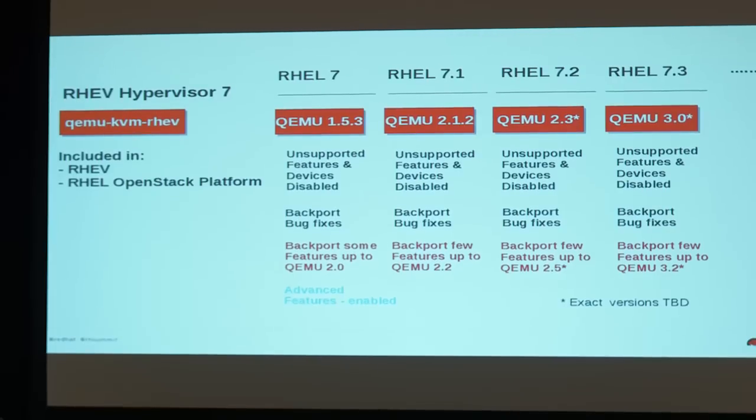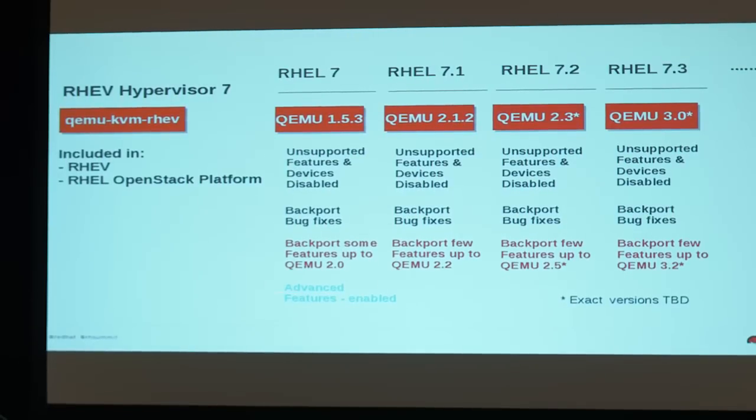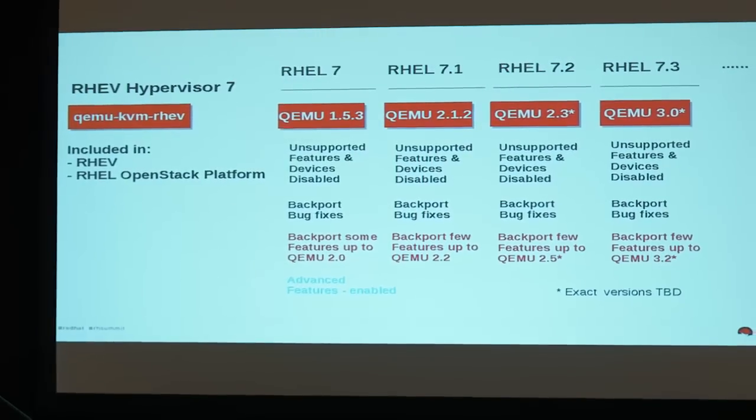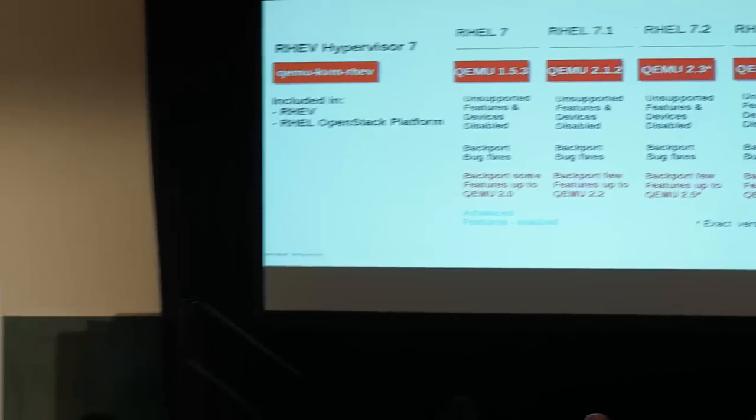I want to explain this little thing in blue. We kept the advanced features enabled. And the reason I put that there is because the version of KVM that we ship with RHEL has those advanced features disabled. So there's some advanced features like storage live migration, live snapshot that really need a management tool that's meant for a data center to manage those.